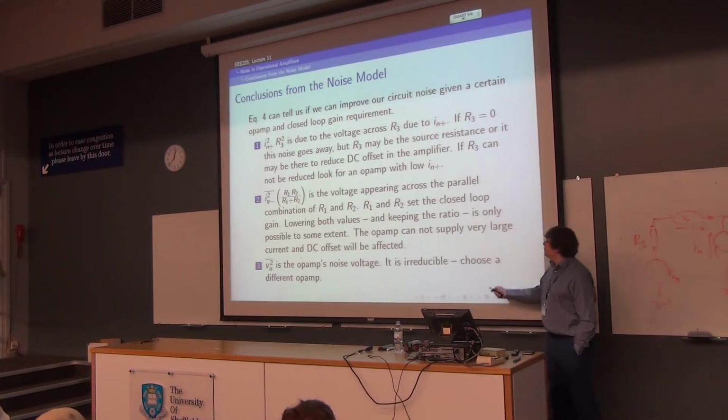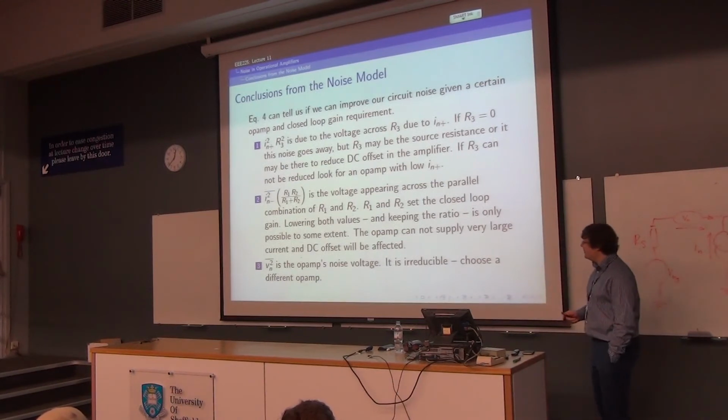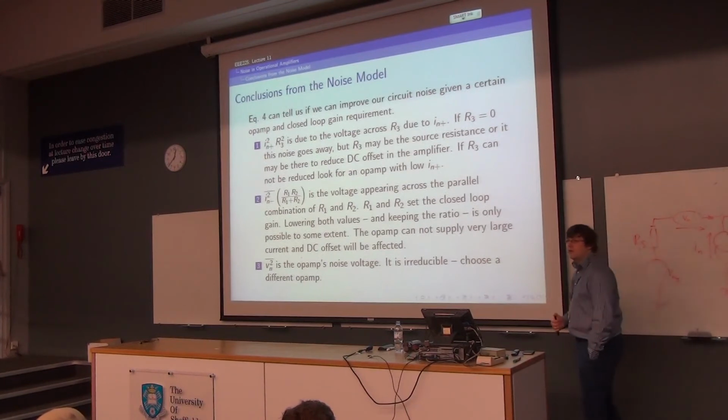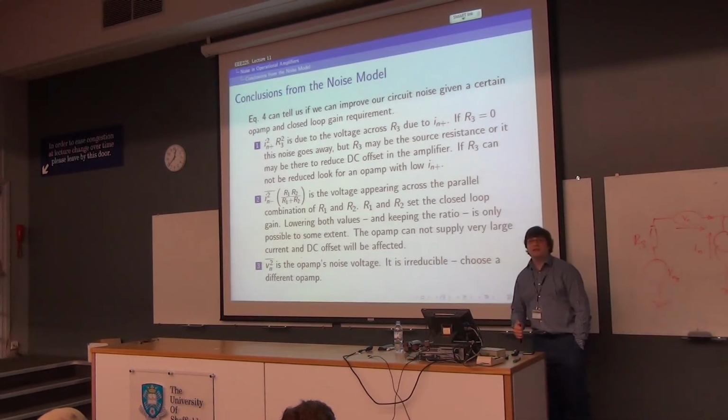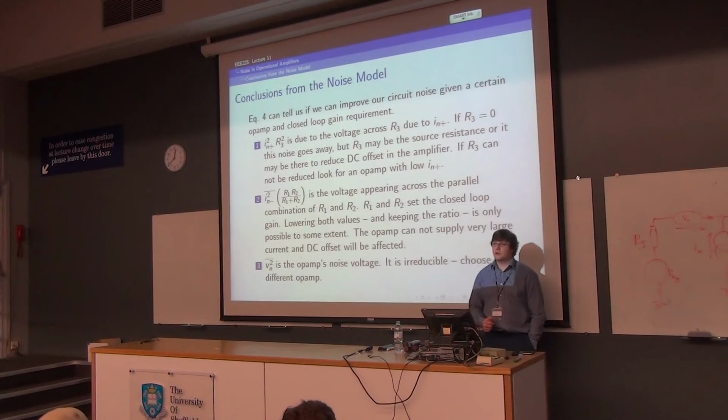Same rules apply for R1 and R2 about DC offsets as they did for R3, so you've got to be careful about what you choose. Vn squared is the op-amp's noise voltage. You can't do anything about it. That's to say, you can't fiddle some resistors to make it go away or smaller. The only thing you can do is buy a different op-amp.